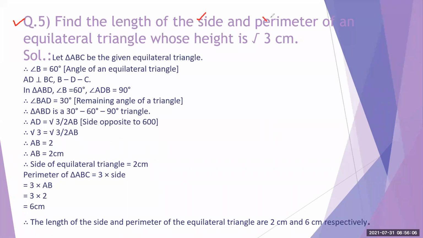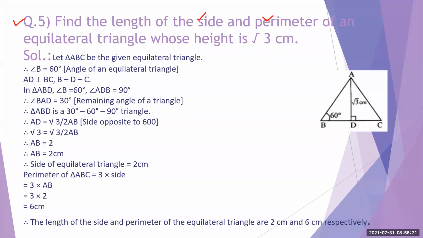क्या दिया है? Equilateral triangle दिया है. Equilateral triangle means each and every side of a triangle is equal. Okay, all the three sides of the triangle are equal here. So that is given to us here. Okay, so this is an equilateral triangle. Then we have to find the side length and the perimeter. आपको height दी है यहाँ.